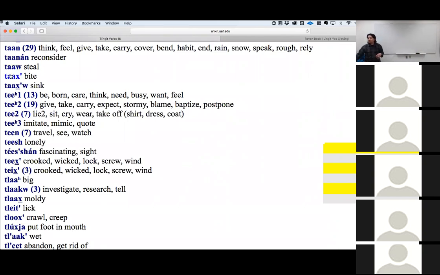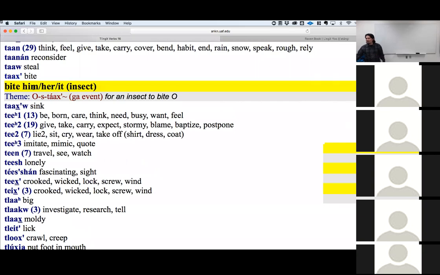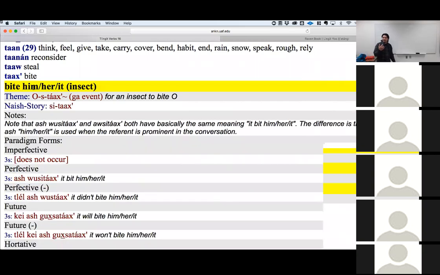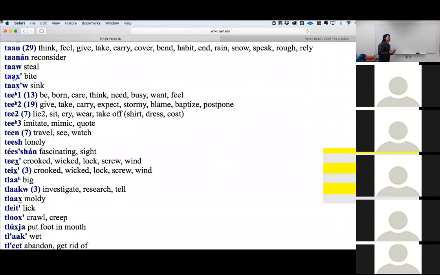And then there's just some concept things, like talk. There's one like yatag with a zero classifier. So this could mean to bite, like to bite somebody, but it could also be to chew gum, right? And so there's these things where we just got to think about how does the concept work in Tlingit? How would we describe this type of action or this type of activity?